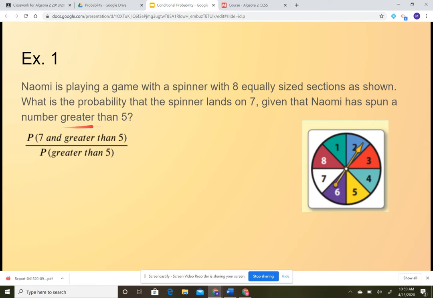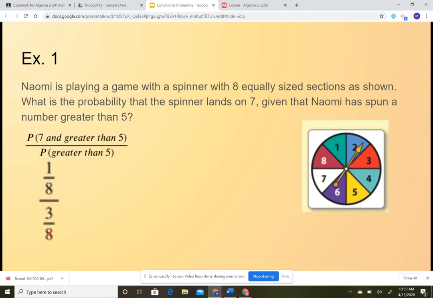So it says a number greater than 5. So on bottom, your probability is of the number greater than 5. So the probability of 7 and greater than 5 is 1 out of 8, because 7 is greater than 5. So 1 out of 8 of these. And then the probability of it being greater than 5, we have 3 numbers greater than 5 out of 8.